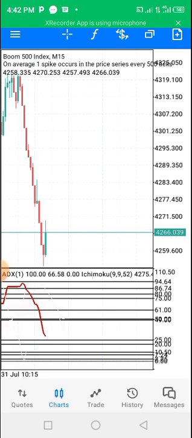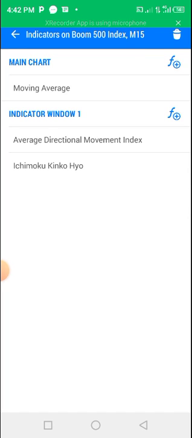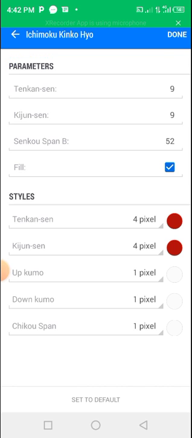The last indicator for the strategy will be the Ichimoku, still in indicator window 1. On the Ichimoku we have the Tenkan-sen 9, Kijun-sen 26, and Senkou Span B is 52. This place, just leave it empty. On the styles, Tenkan-sen is 4 pixel red color, the Kijun-sen is 4 pixel red color. Then the rest, just leave them at the color of your background. If your background is black, you leave them black. If your background is white, you leave them white.